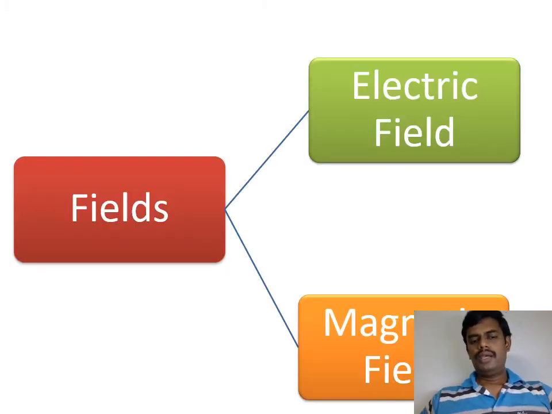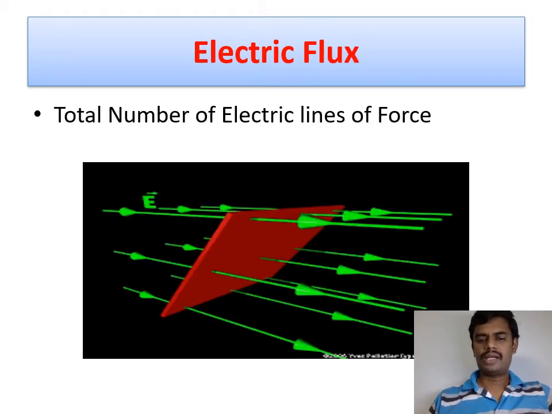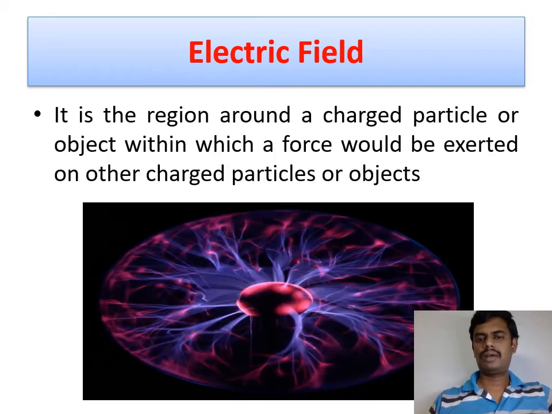See, coming to the fields, we have two types of fields. One is electric field and the other one is magnetic field. Coming to the electric field, we need to know what is electric flux, electric field intensity, and electric flux density. Electric flux is nothing but the total number of electric lines of force present in a particular area. Electric field is the region around a charged particle over which force would be exerted on other charged particles or objects.